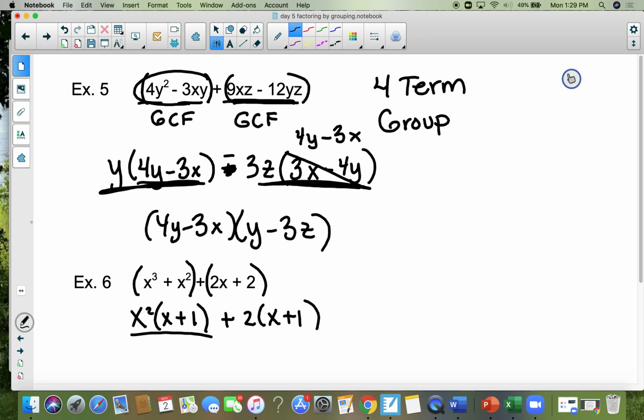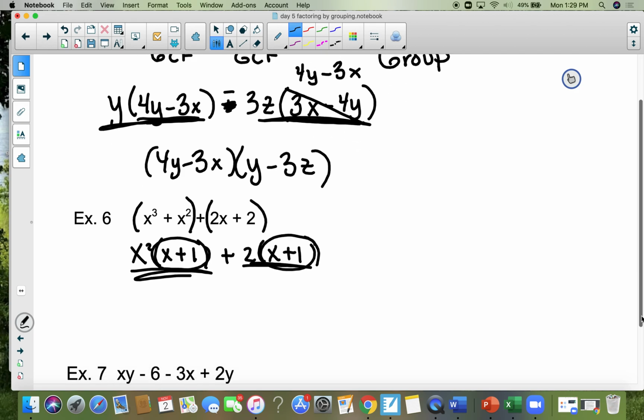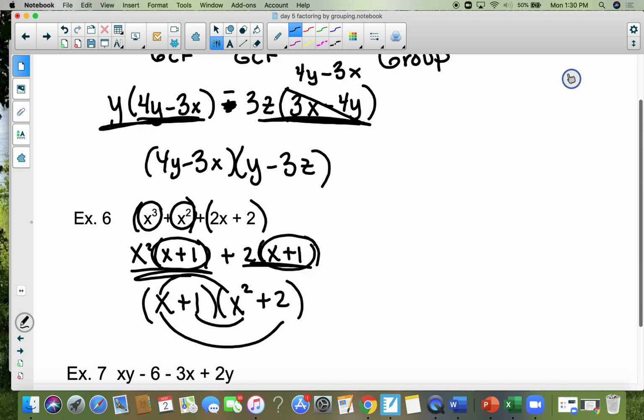I know I'm doing it right, because these two parentheses are either the same or the opposite. So they both have an x plus 1 in common, with an x squared left over, with a plus 2 left over. I can check this to see if I did it right. X times x squared gives me x to the third. 1x squared, 1x squared. X times 2, 2x, and 1 times 2 is 2. So I checked it. Okay, last problem.